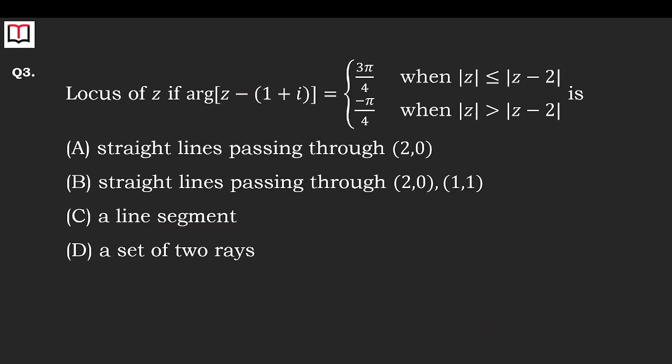So moving to the next question, which is this: locus of z if argument of z minus 1 plus iota. So again, see, if argument of z minus z1 is equal to theta, what does it normally represent? It normally represents part of a straight line. It's not a complete straight line, isn't that? So part of a straight line passing through the fixed point z1 and inclined at an angle theta with the positive direction of real axis.